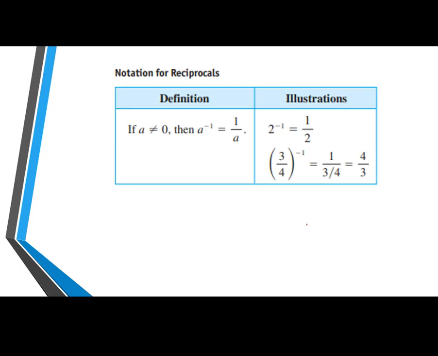Then, notation for reciprocals. If A is not equal to 0, then A to the negative 1 is equal to 1 over A. An illustration is 2 to the power negative 1 is equal to 1 half. So 3 fourths to the power of negative 1 is equal to 1 over 3 fourths. So 1 over 3 fourths is also equal to 4 thirds.